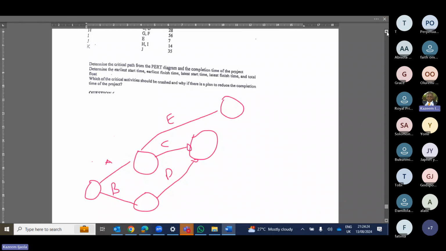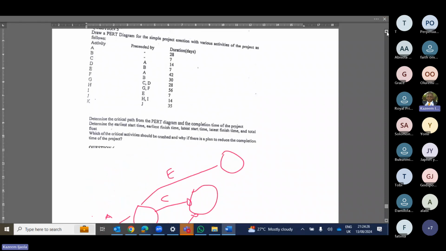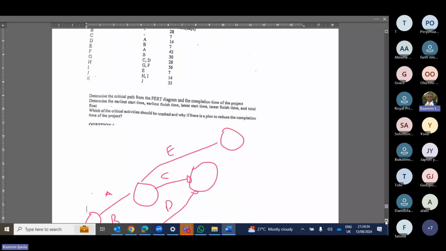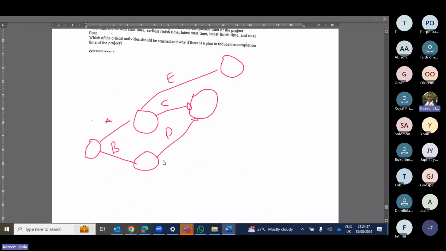Then what else do we have now? Activity F is from B. Activity F is from where? From B. But remember that G and F must meet. So you go to where you have your B. Activity F is from B. Just come here, place it here somewhere, and call it activity F.